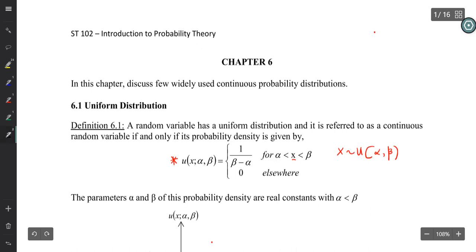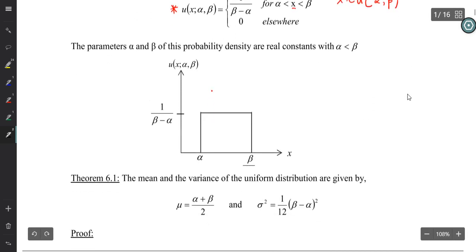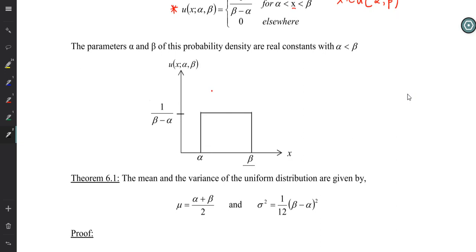Let's look at the graphical interpretation. If you look at this graph, your x-axis contains the interval from alpha to beta. Since the total probability is 1, the property of the uniform distribution is that all the values within this given interval alpha and beta should contain the same probability. This is similar to the discrete case. In discrete uniform distribution also, we saw that all possible values of x should have the same probability. Therefore, we divide the total probability 1 by the number of possibilities in x.